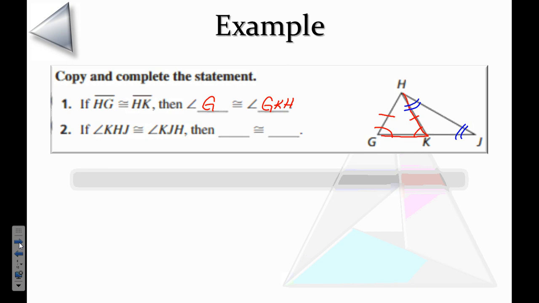Based on the fact that those 2 angles are congruent, can someone tell me which 2 sides have to be congruent? Heard someone whisper it. HK is the side opposite angle J, right? And which other one has to be congruent to it?